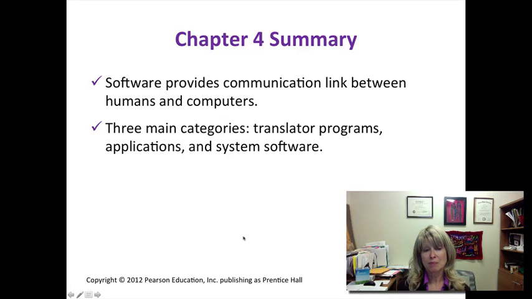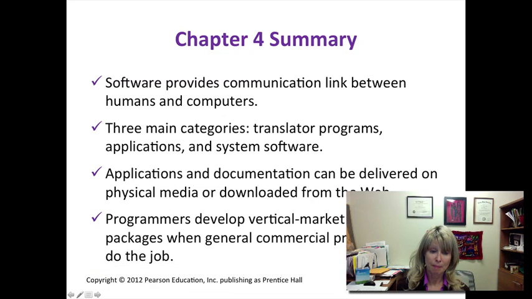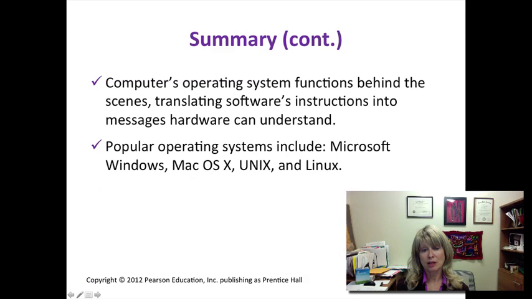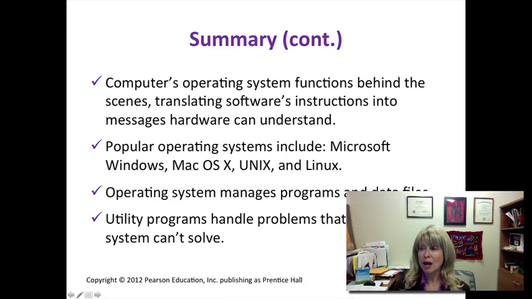We talked about the three main categories: translator programs, which I talked about, compilers, applications, and system software. Differences between the web and your PC: the web is the internet, and servers are on the internet, not on your PC. You can look at the rest of these later. I won't trouble you, but this should give you a high-level understanding of what we're talking about when we talk about software.